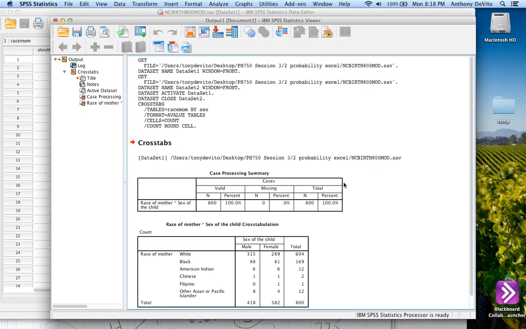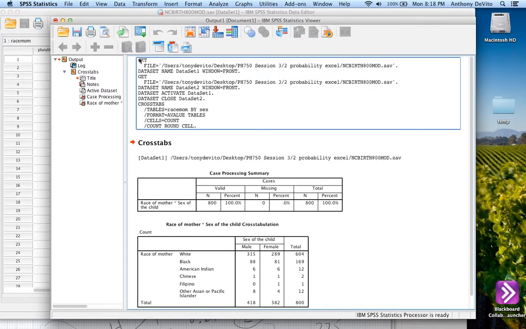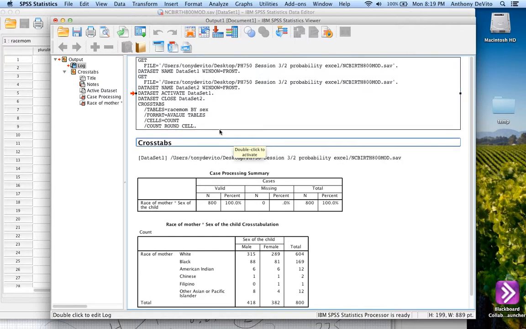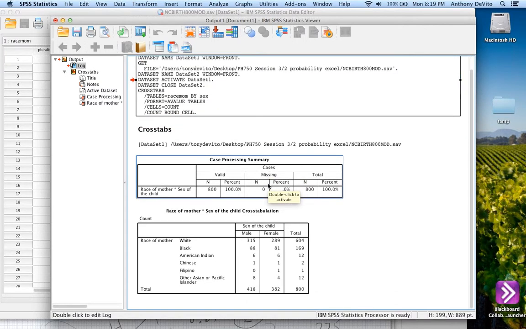SPSS goes through its process. Notice that it produces a text file which describes the process it just went through. It opened this file, CBirth 800 mod, and did this process on it. It produced a crosstabs table, which is going to have race of the mother by the sex or gender of the baby. It's going to do counts in the cells. That's all it's going to do because we didn't add on any of these other processes.